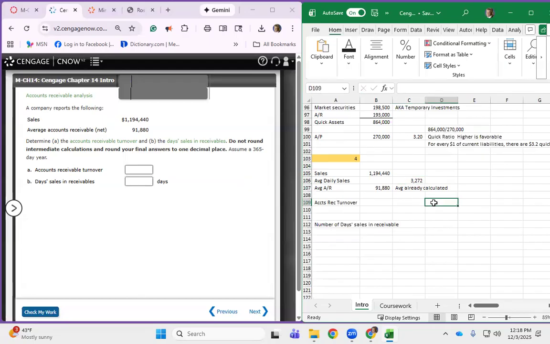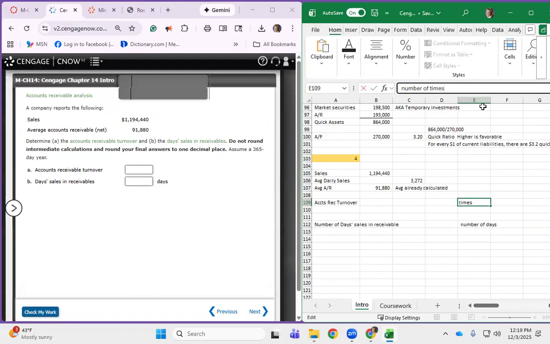All right. So let's go back to the turnover now. A turnover is a number. How many times? Number of times. How many times did we turn accounts receivable over? How many days does the average accounts receivable wait before it's paid, right? So I'm going to put number of days. This is the number of times that it turns over. Number of times AR turns over.